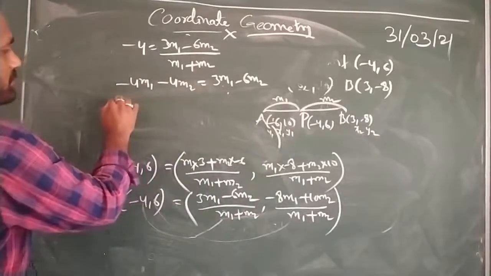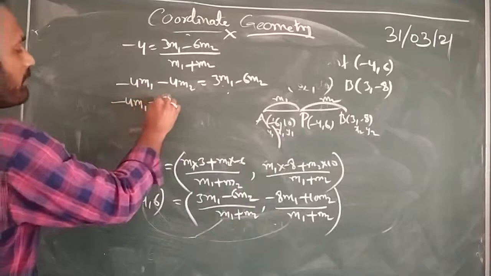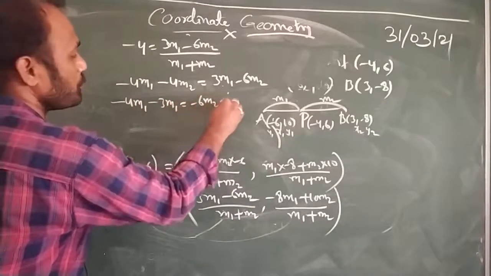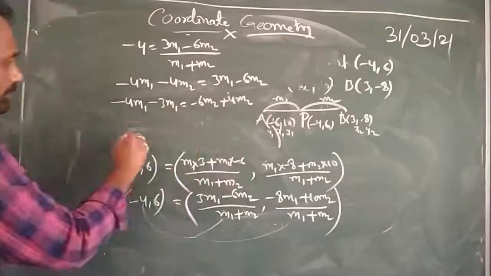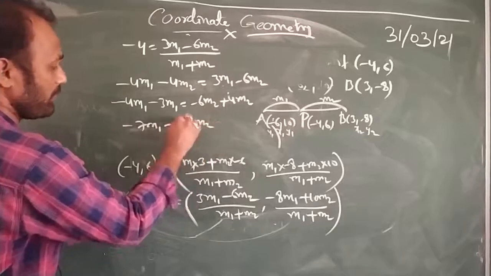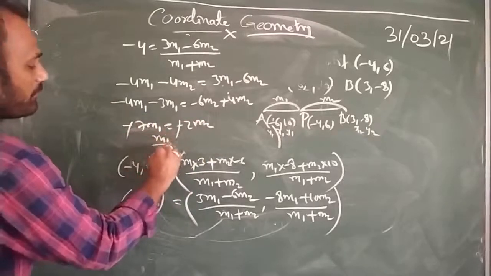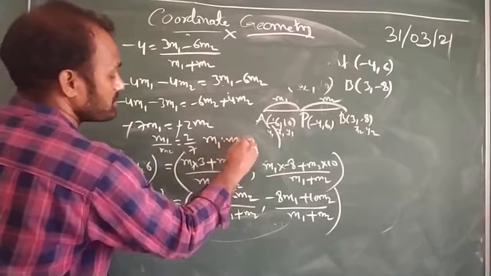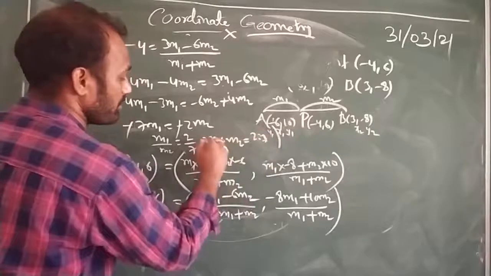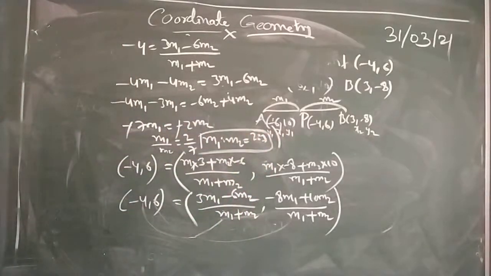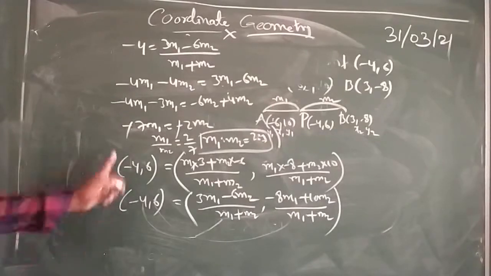So all m1s on one side, so it will be minus 4m1 minus 3m1 is equal to minus 6m2 plus 4m2. So minus 7m1 is equal to minus 2m2. Minus minus gets cancelled. So m1 by m2 is equal to 2 by 7. That is m1 is to m2 is equal to 2 is to 7. So it is going to divide in the ratio 2 is to 7. So we can do it in this method.